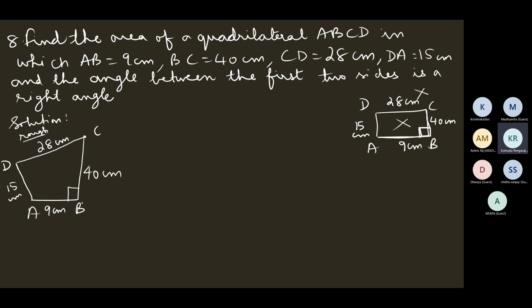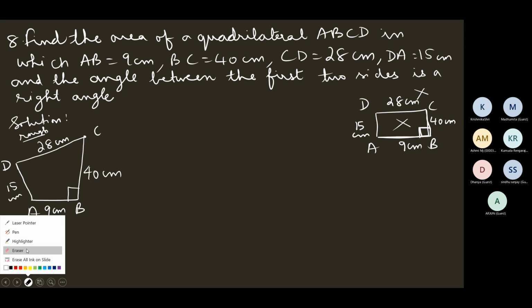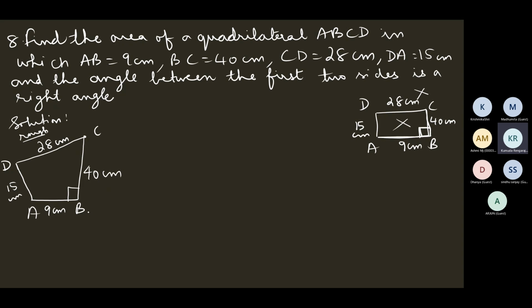Now we have to decide which one to join. If you join BD, you're disturbing the right angle. So don't join BD. You'll have to join one of the two diagonals to get two triangles, but do not connect BD because you'll disturb the right angle. So join AC.